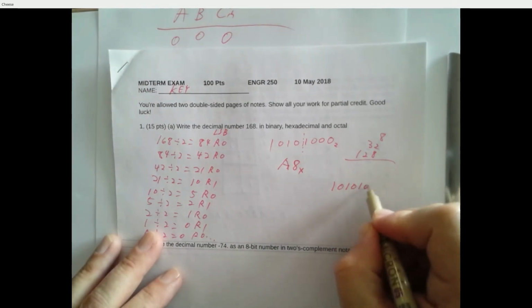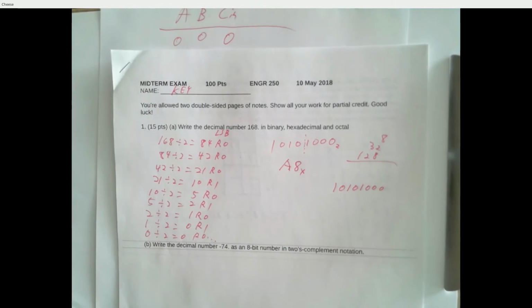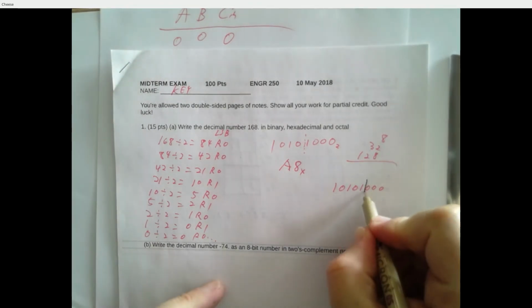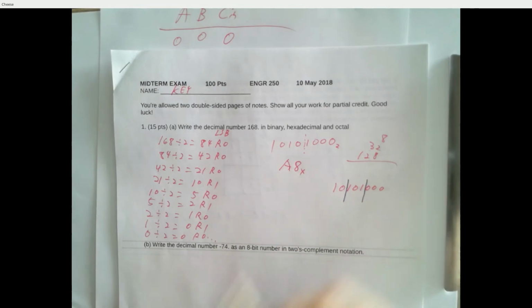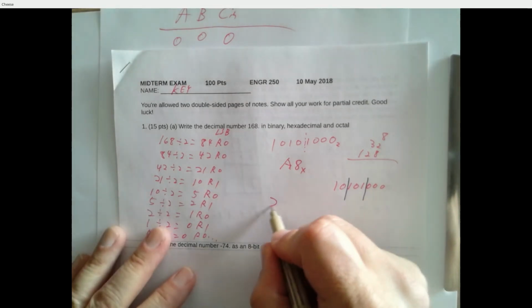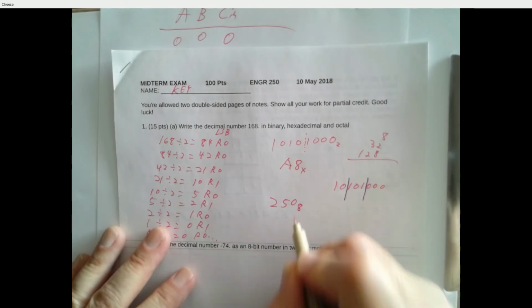So octal, split into groups of 3. 3, 3, and there's an extra 0 in the front. We'll just pretend it's there, so that's a 2 and a 5 and a 0 octal. Very good.